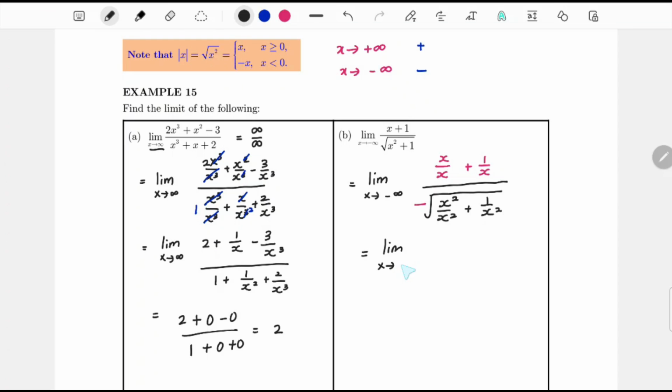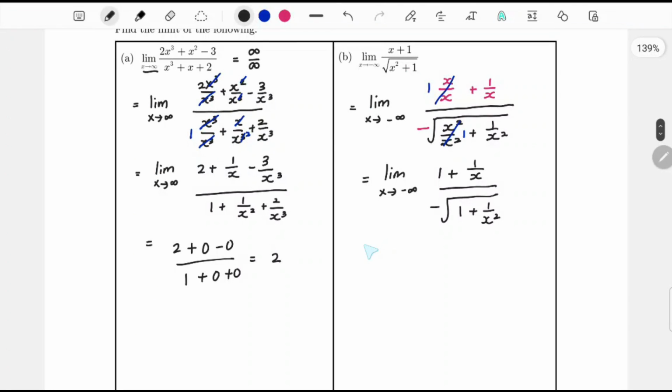Alright, simplify. 1, 1. So write down the simplest form: negative 1 plus 1 over x squared. Then again we substitute negative infinity, so it's going to be 1 plus 0 over negative 1 plus 0, so there's no limit anymore, right? Okay, so the final answer will be negative 1.